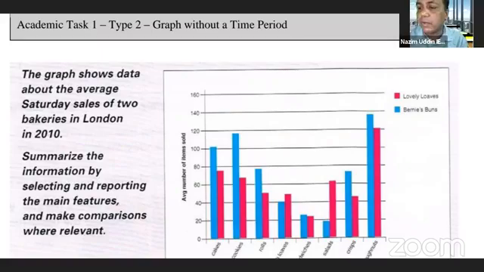Overview. Overview means the highest and the lowest sales. You can write it in one or two sentences, highest and lowest sale. And the third paragraph will be body one. In the body paragraph you can compare the Lovely Loaves and Barn Bakery sales, in 20 minutes.